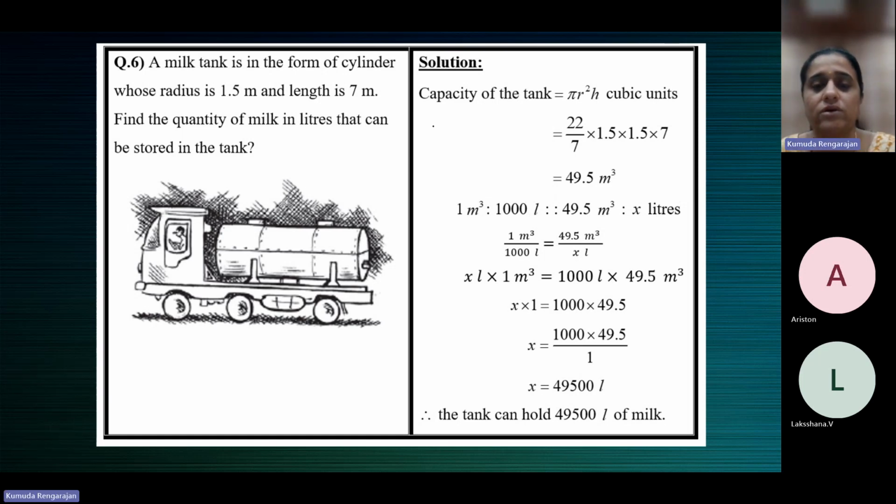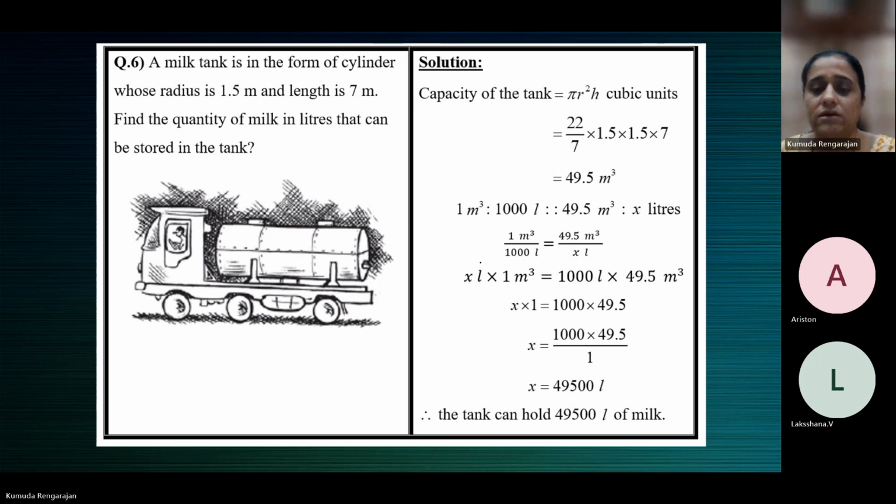Now in mathematics, when we write 5:3, it's nothing but 5 by 3. It is nothing but division in maths. When we say A is to B, it means A by B. So this "is to" means 1 meter cubed divided by 1000 liters. And "as" is nothing but equal to. So 1 meter cubed divided by 1000 liters is equal to 49.5 meter cubed divided by X liters.